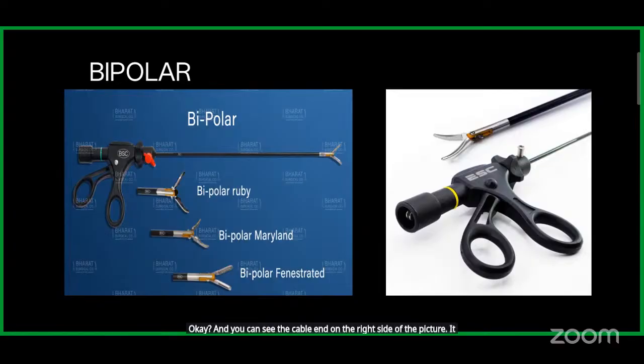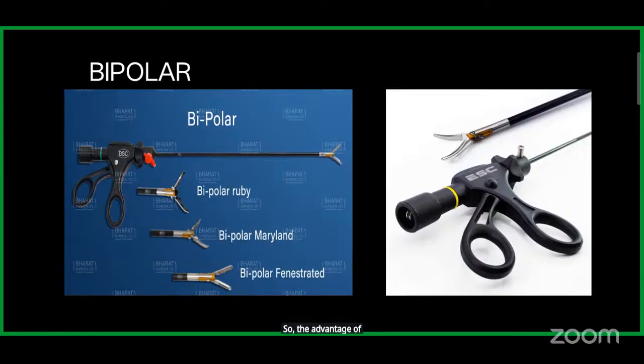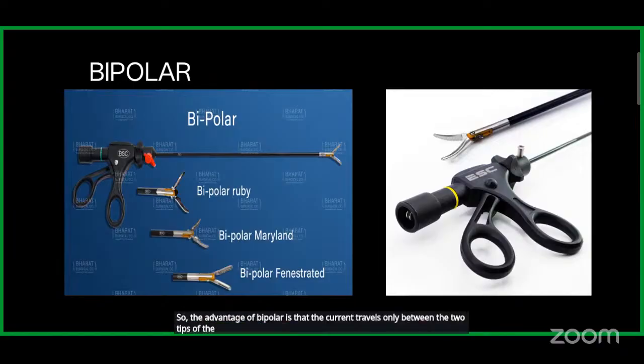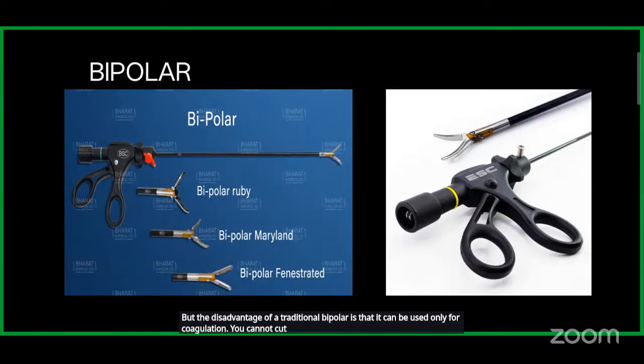You can see the cable end on the right side of the picture. It shows two poles, whereas the monopolar instrument had only one pole to connect to the cable. Here it has two poles in a bipolar. So the advantage of bipolar is that the current travels only between the two tips of the forceps. So there is less thermal spread, less chances for injury to the adjacent structures. But the disadvantage of a traditional bipolar is that it can be used only for coagulation. You cannot cut with a traditional bipolar handle.